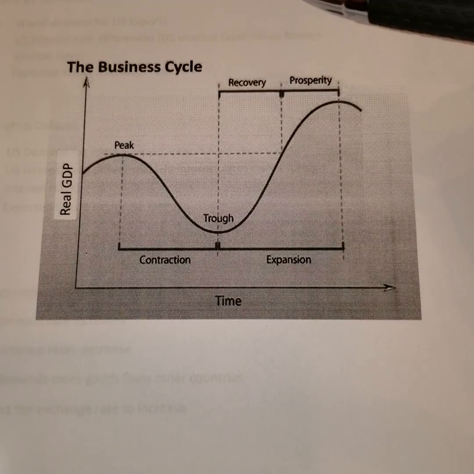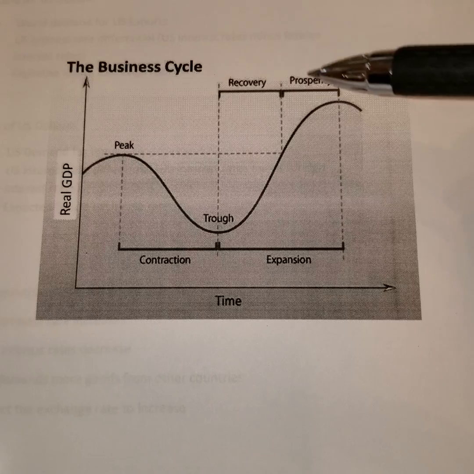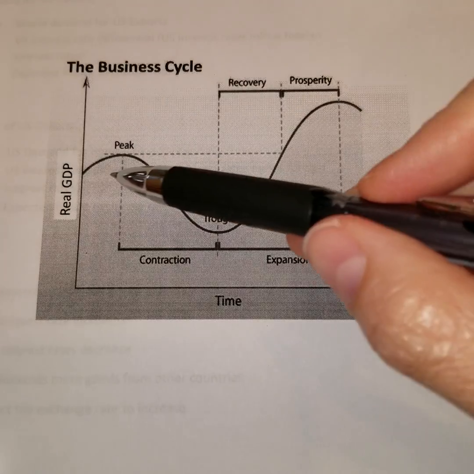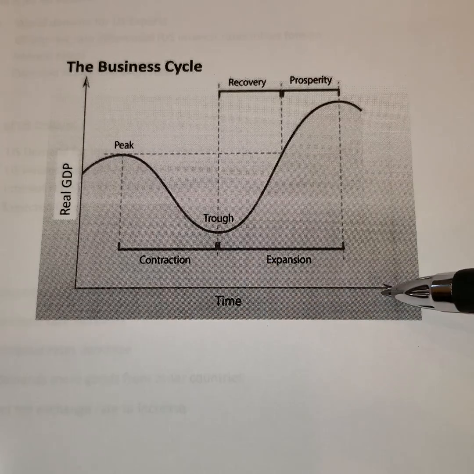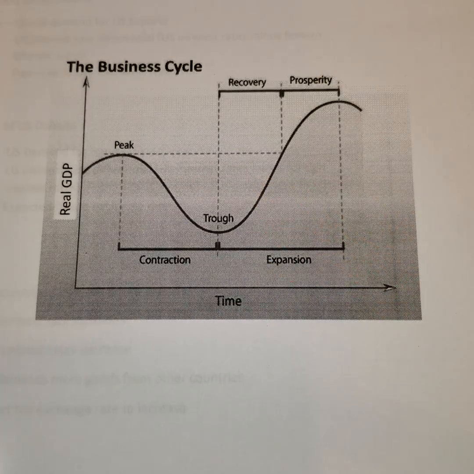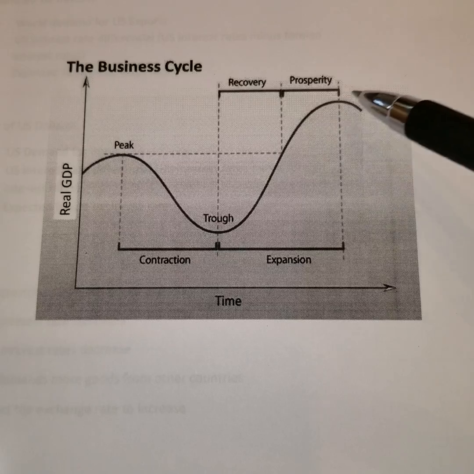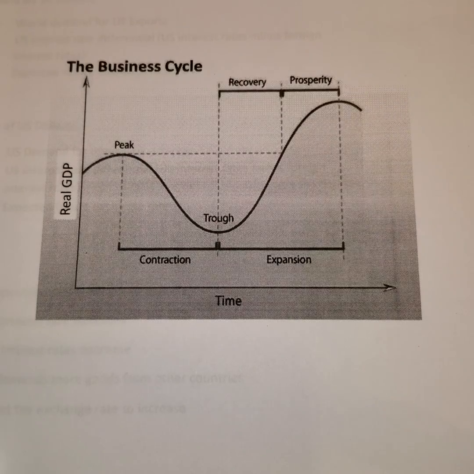Here we have a business cycle, and we have different parts of a business cycle. What this is showing us is what happens to real GDP over time. It doesn't just increase nicely at a 2.1% growth rate, which would be lovely, but it doesn't. We have ups and downs, and this is normal. This is what we expect.